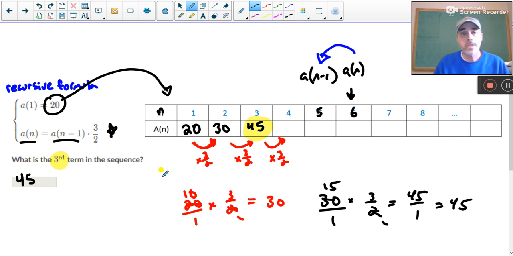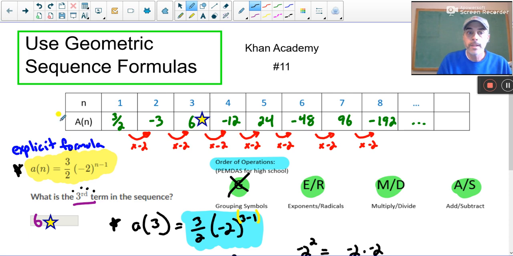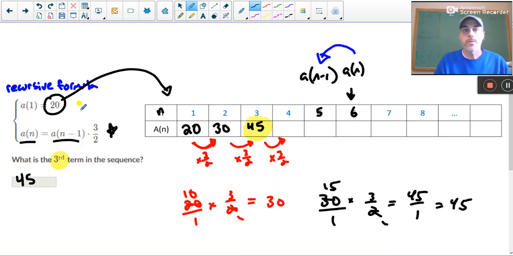Okay, so there's two types of problems within this Khan Academy. There is the explicit formula, where you can jump to any term within the sequence, and that's the power of the explicit formula. You want the third term, I'll go straight to the third term. You want the 99th term, I'll go straight to the 99th term. Whereas with the recursive formula, you always need the number before it. So I couldn't jump straight to the third term. I had to find the second. And before I found the second, I had to think of the first. So we have to slowly and incrementally move up within the sequence.